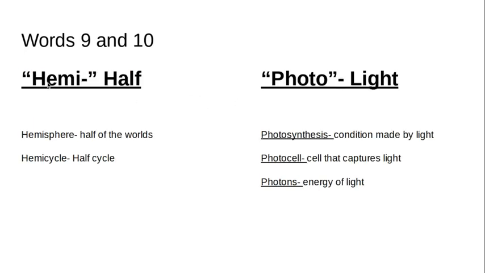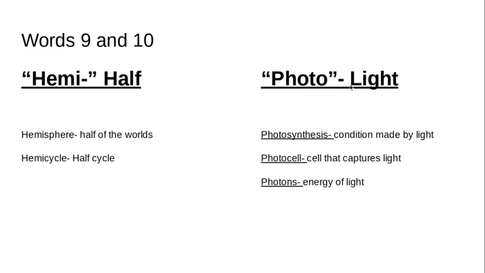A little bit differently, hemi is half. Okay, so a hemisphere, the northern hemisphere, the southern hemisphere. A hemisphere is going to be half of the world, half of a circle, half of a globe. Hemicycle is half of a cycle. Not related to bicycles or tricycles, but in terms of if you have a life cycle, half of that life cycle would be considered a hemicycle.